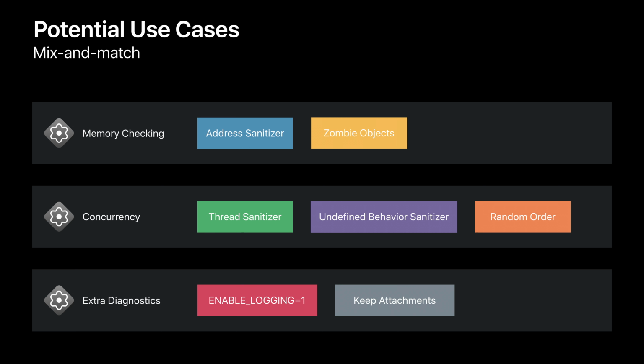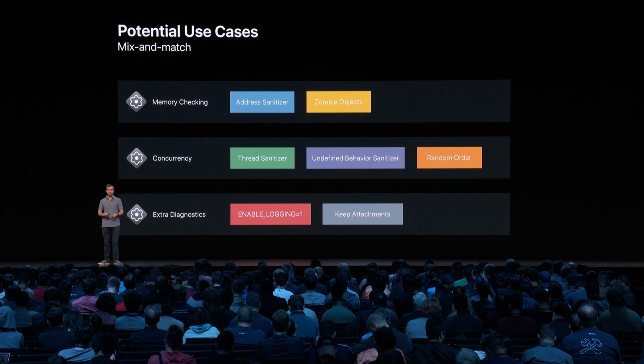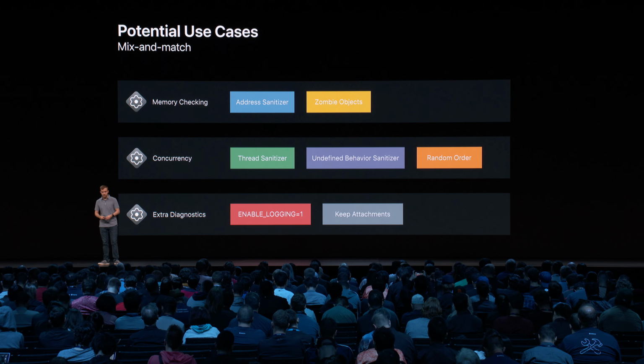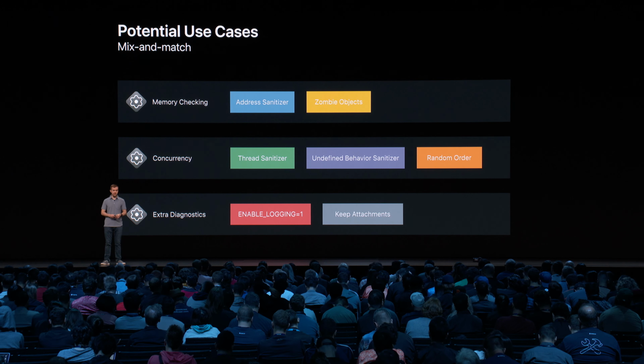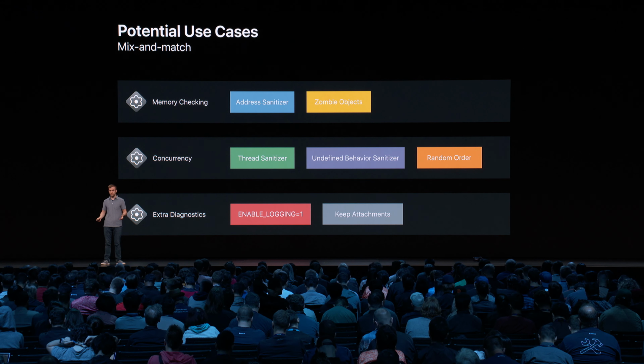Then the last configuration is set up to collect extra diagnostics while running tests. And it does this by setting a custom environment variable that the code being tested knows about in order to trigger more log collection. And it also enables the option to keep all custom file attachments, even for tests that succeed. So this is a fairly complex example, but hopefully it shows the power and the flexibility of a test plan to run your tests however you would like.